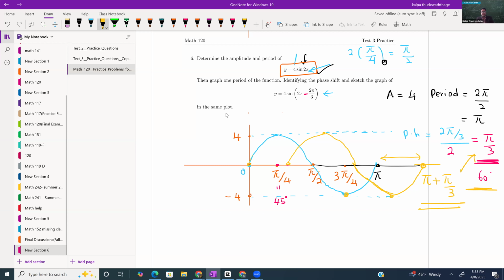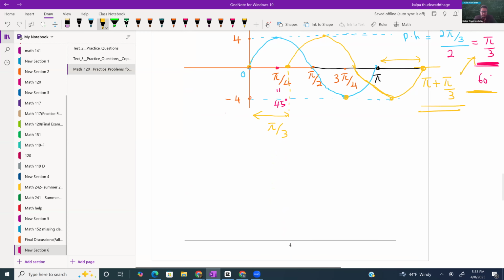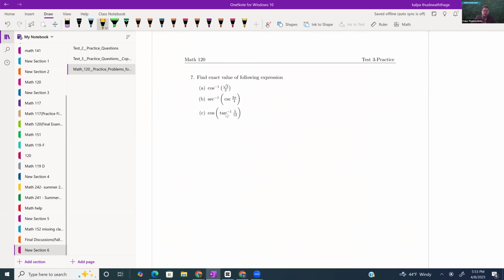The blue one is 4 sine 2x. The yellow one, 4 sine (2x minus 2 pi over 3). And you can say where it starts. It's pi, for example, you can say the gap pi over 3. Okay? You don't need to mark all the points. If you tell me where you start and stop, then I understand you got the concept. Okay, right. So let me quickly go to the last one.